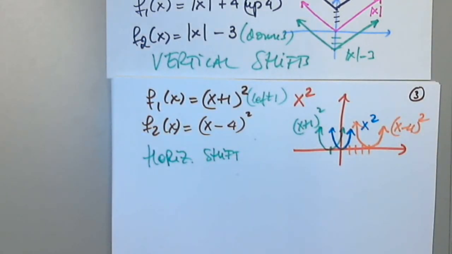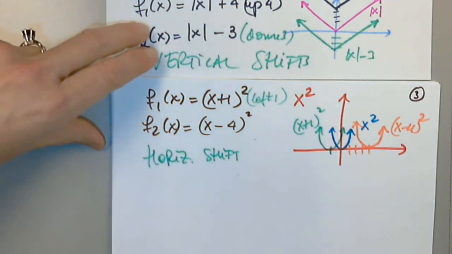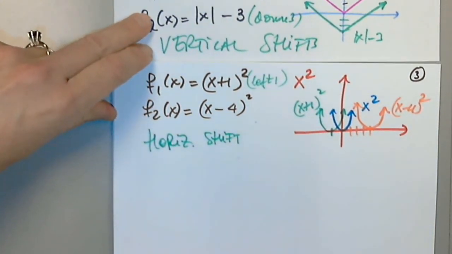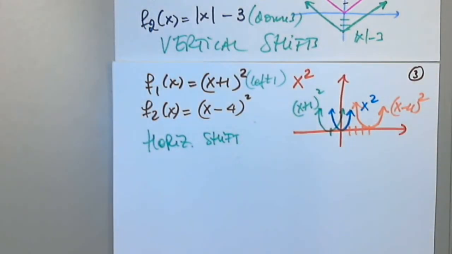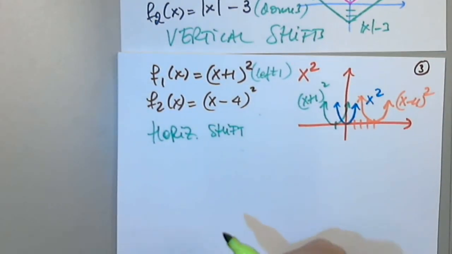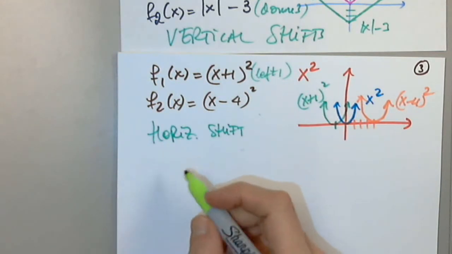Honestly, I just remember it as if it's not in a grouping symbol with x, then keep the sign. But if it is in a grouping symbol with x, then don't. And this is one time you can treat absolute value as a grouping symbol, only because you're thinking of the base function, not because you're doing anything to the absolute value. I agree with that.